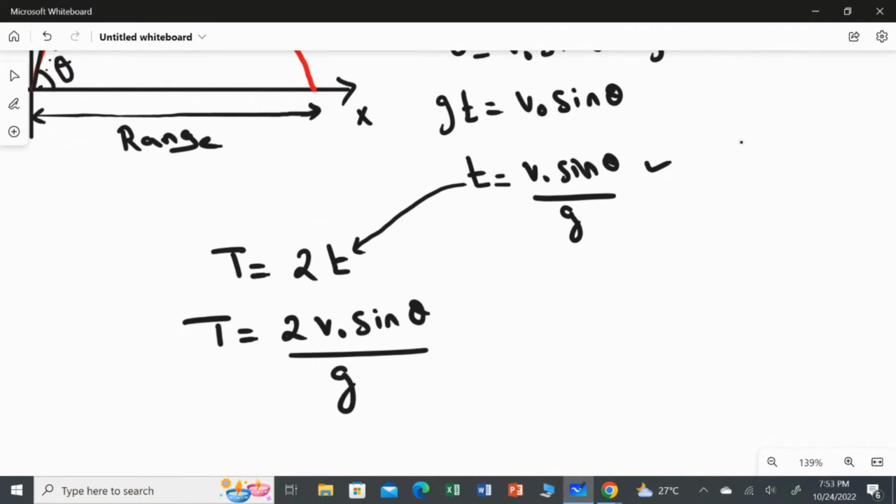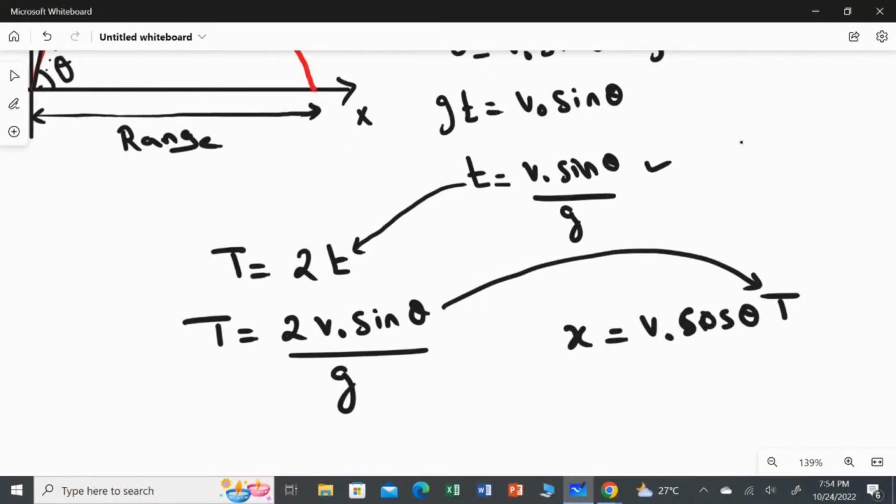Clear? Now for finding the range, we are going to use the displacement of the projectile in horizontal motion. In the previous video, we studied this equation: x is equal to v naught cosine theta multiplied by time. So here the time is the total time of flight, which is capital T. Now I'm going to take this total time equation here. Once you substitute this total time of flight in this equation, you will get the answer for the range. So here this x is nothing but the range. For calculating the range, you can use this equation also, but the most important thing is you have to use the time of flight equation.